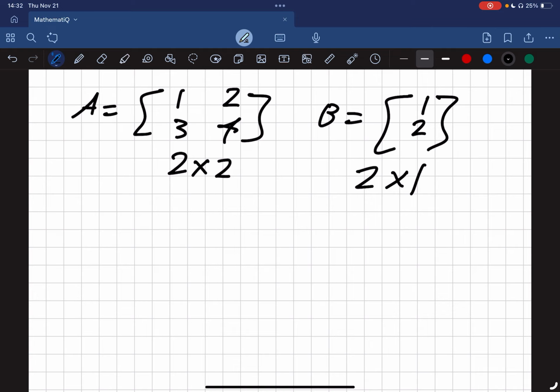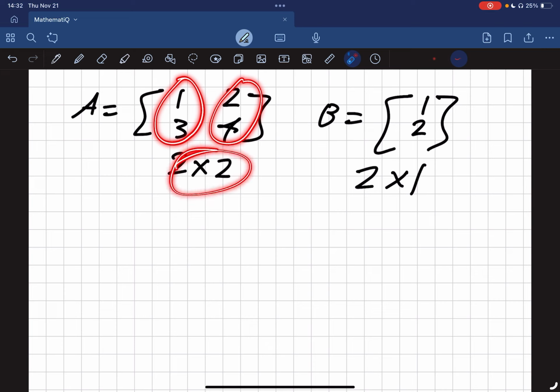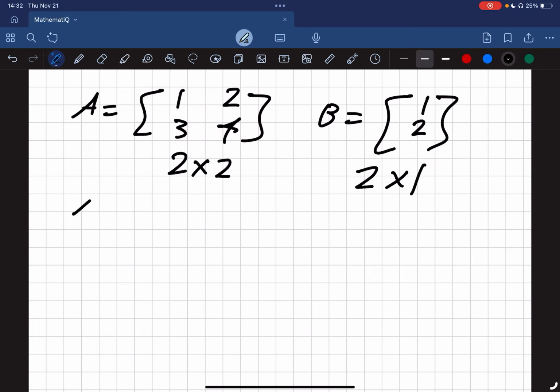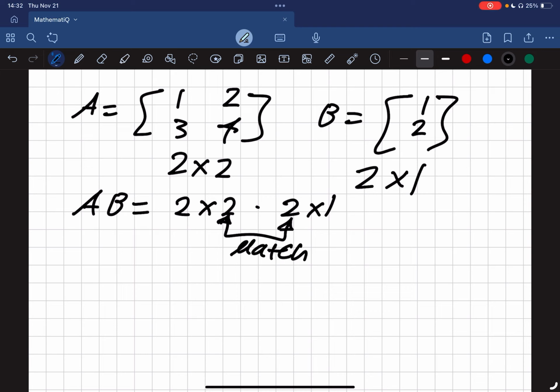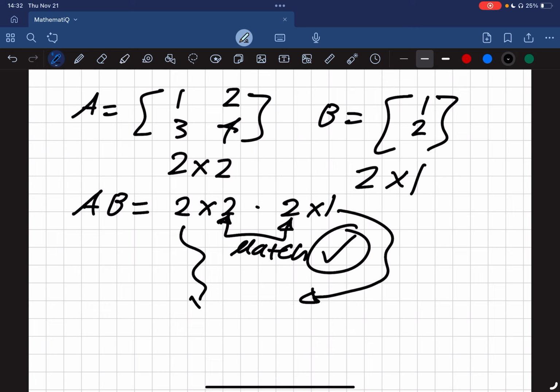This is a 2 by 1 because you have two rows, and you have one column. Okay? Here you have two rows, and then you have two columns. So it's a 2 by 2, here you have a 2 by 1. So something to notice is that AB is going to be 2 by 2 multiplied by 2 by 1. So as you can see, once again, these inside numbers match. So now we know that this solution exists and that our solution is going to be a 2 by 1.